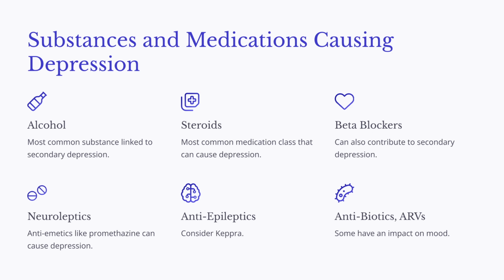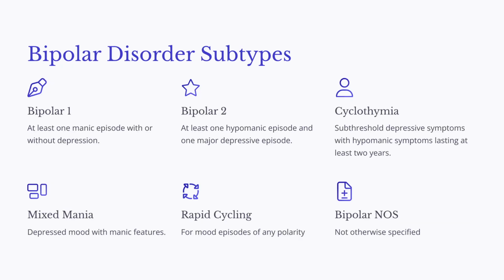All right, so we've covered the unipolar aspect of depression. Let's just talk a little bit about bipolar disorder. So to start with bipolar disorder, let's just go through the different subtypes. The first subtype is bipolar disorder type 1. So bipolar 1 just means there's been at least one manic episode with or without depression. So you don't actually need depression to be bipolar 1.